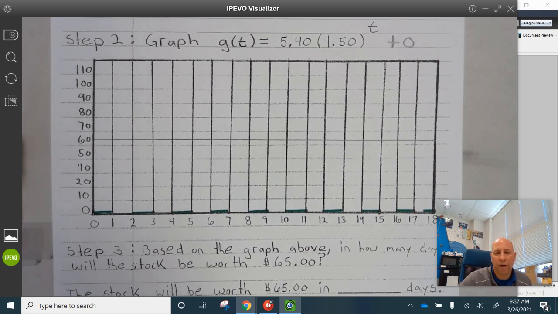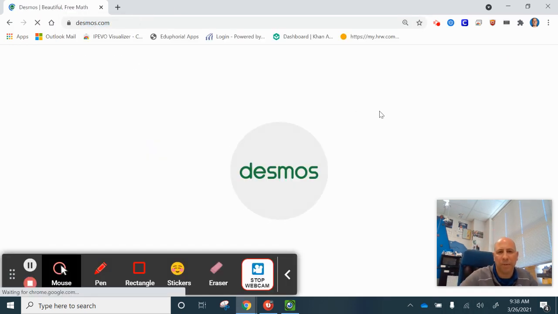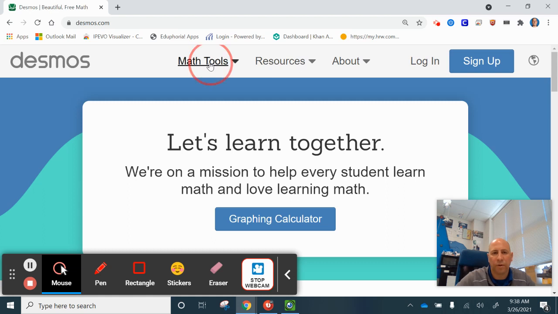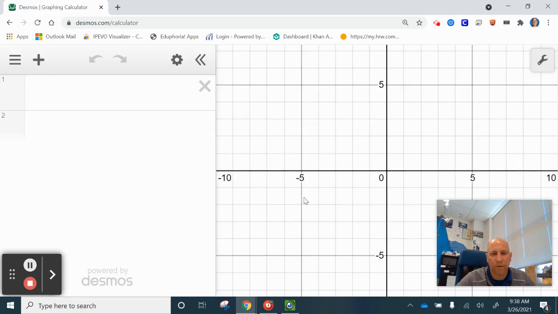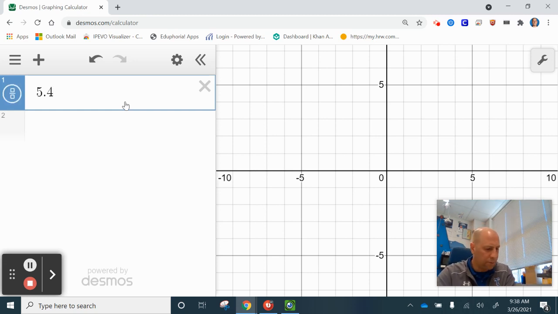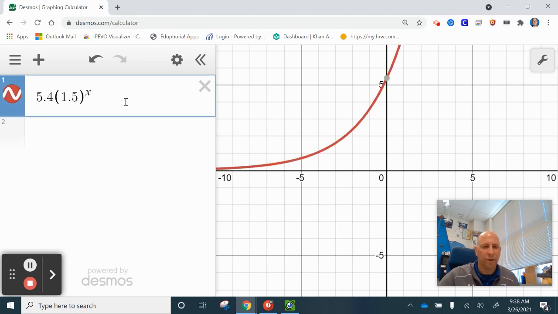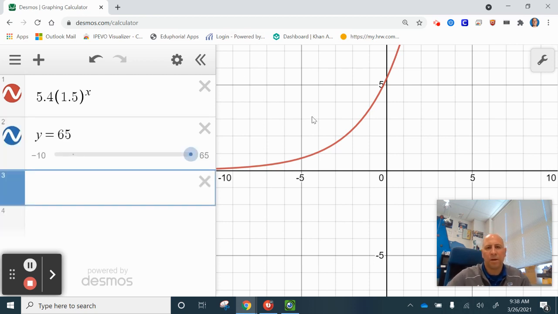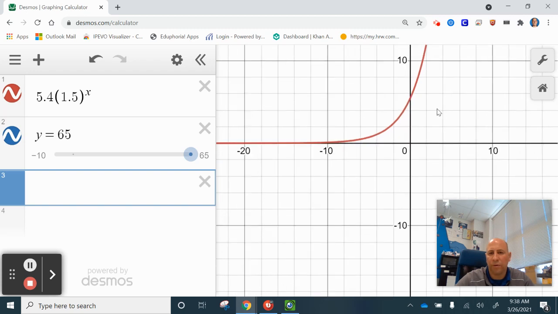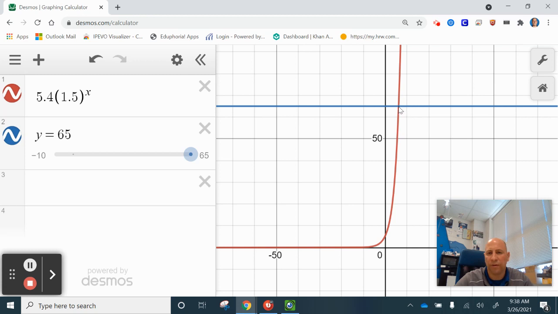Now, normally I would say use your calculator, but honestly, when you want to find a point of intersection, Desmos is probably better than the calculator. So let's go ahead and do that. Okay, so we're going to go to Math Tools, Graphing Calculator. All right, and so then I'm going to graph 5.4 parentheses 1.5 to, you have to use x, you can't use t, okay? And then we're going to graph y equals 65, okay? And then we're going to come over here, we're going to zoom out till we find the point of intersection, and that is right there.